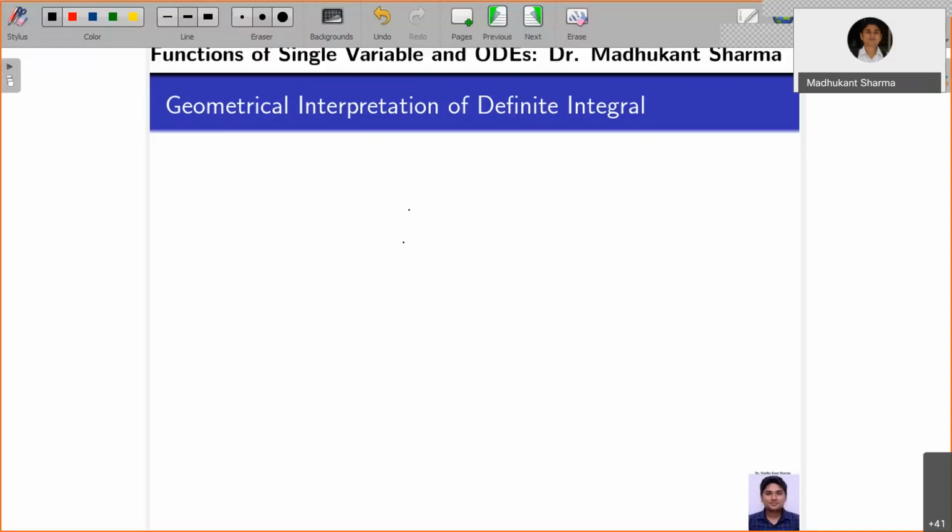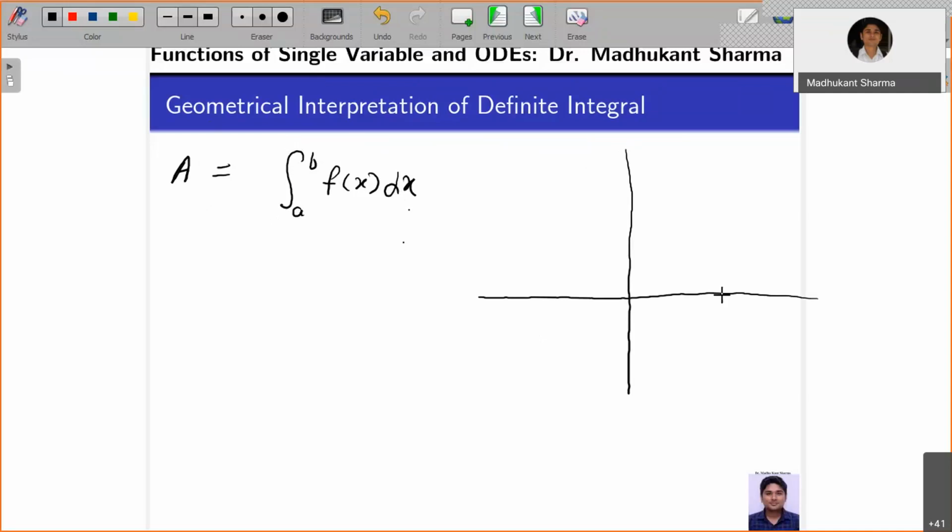So the very first thing we are going to have is the geometrical interpretation of the definite integral. When you are talking about the integral from a to b of f of x dx, how we can relate it with geometry is in terms of area under the curve. But it's not always going to be the area under the curve; it depends on the curve equation.